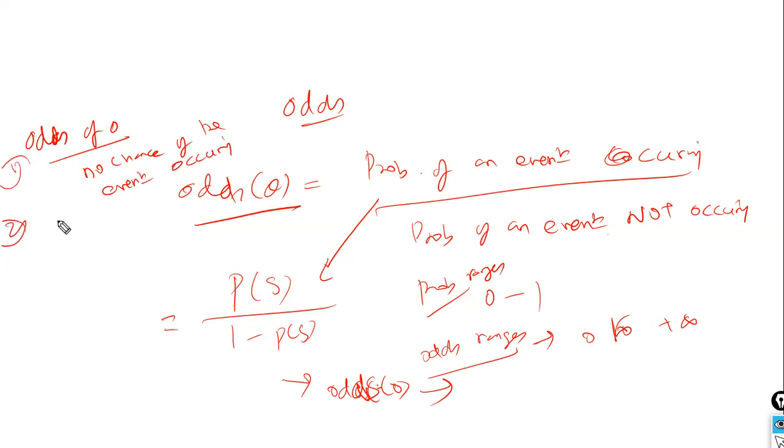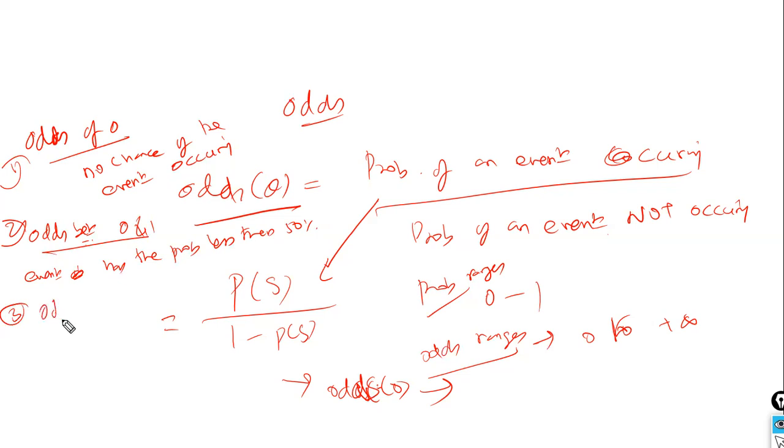Number 2, the odds between 0 and 1. What does it tell us? The event is unlikely, or the event has a probability less than 50%. Am I correct? Yes, Anwar, you are correct. Swami, you are correct.